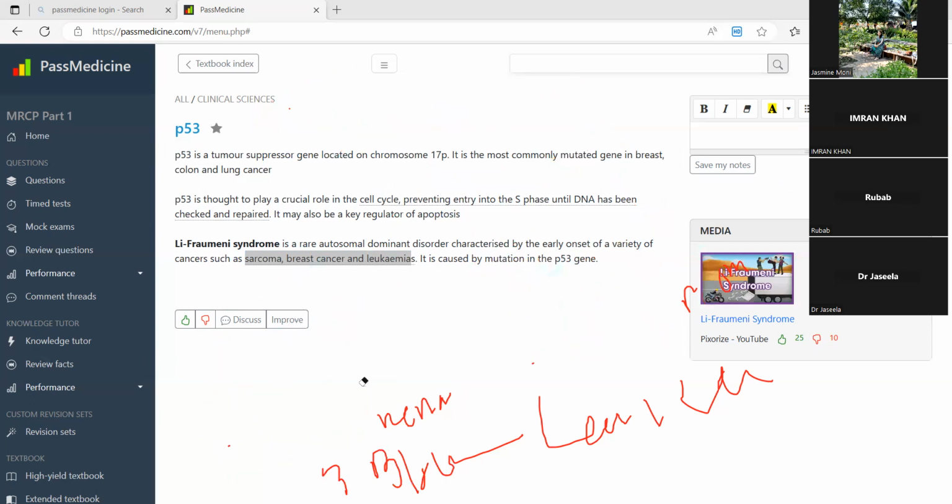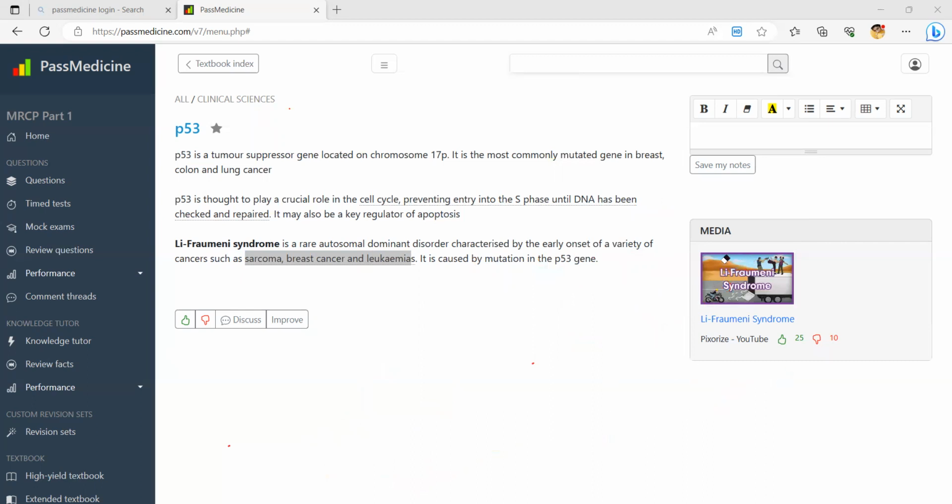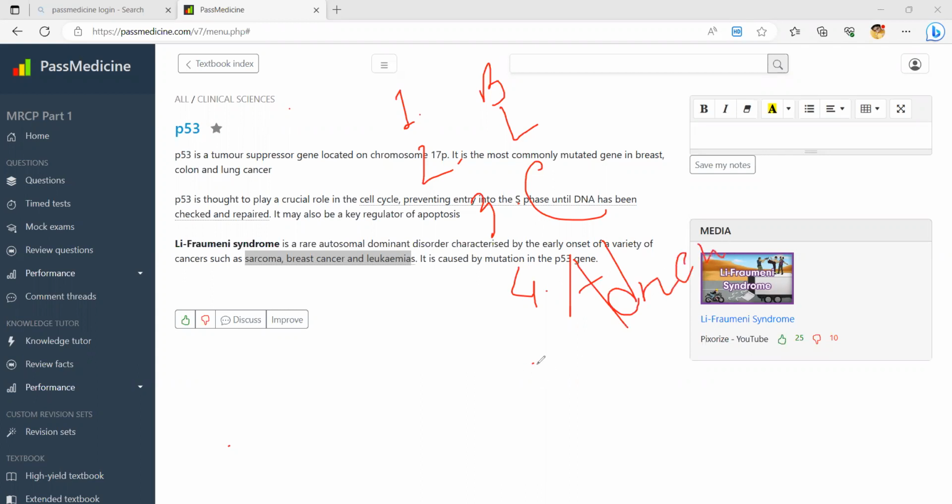So from top to bottom, from the chest: one, breast carcinoma; two, lung carcinoma; three, there may be a chance of developing, in the abdomen, colon carcinoma; four, also in the abdomen, colon carcinoma and adrenal gland carcinoma sometimes; leukemia; and a connective tissue disorder, that is sarcoma.